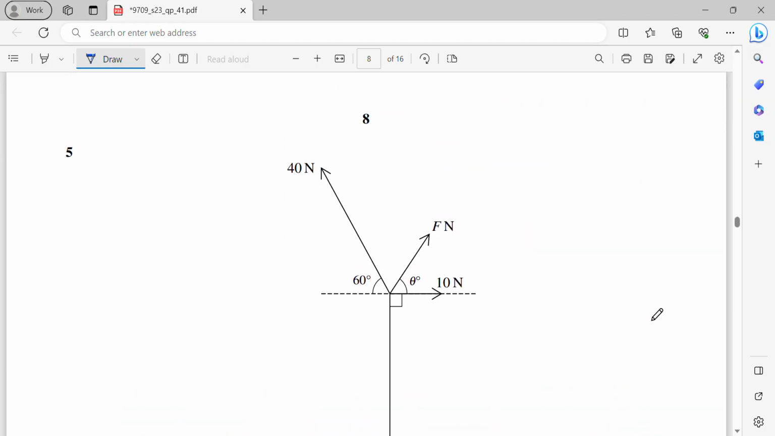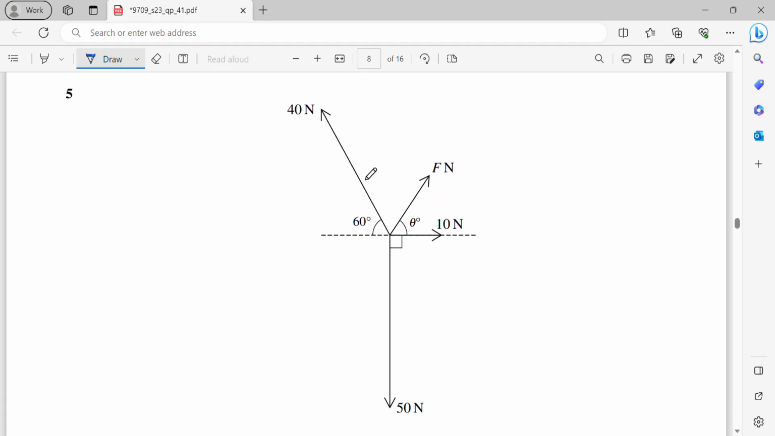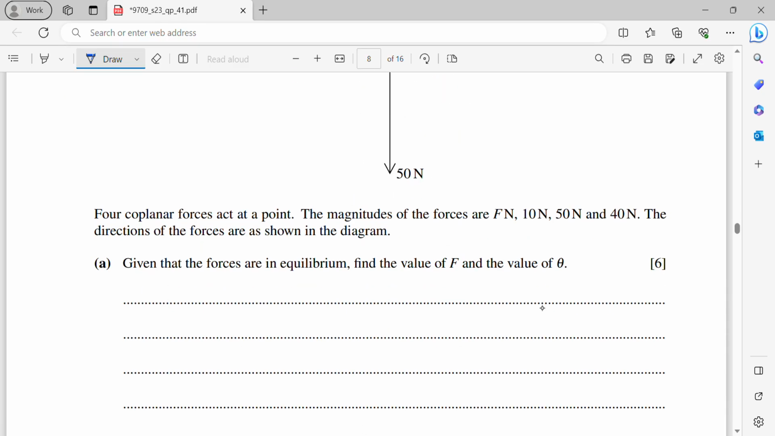Okay, so now question number 5. We are given this force diagram. So here consists of 4 forces. Now, 4 coplanar forces at a point. The magnitudes of the forces are F newtons, 10, 50, and 40 newtons. The directions of the forces are shown in the diagram. Given that the forces are in equilibrium. Equilibrium means that it will be balanced. Find the value of F and theta.